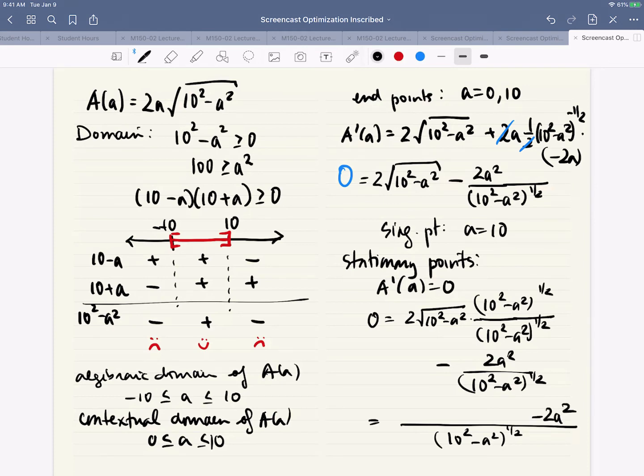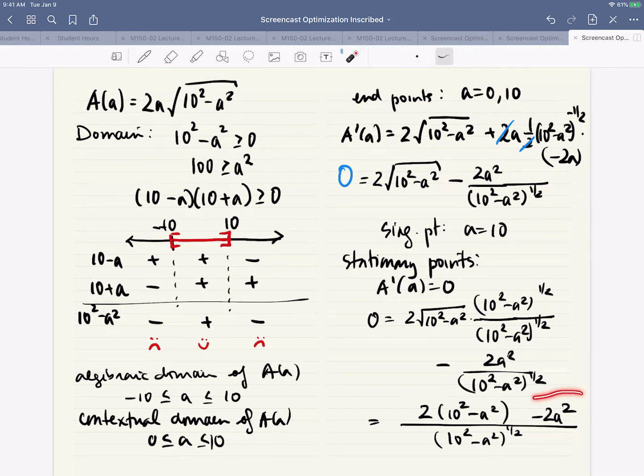And the minus 2a squared comes from the second term. What's happening in the first term? Well, what I just multiplied by is the same thing as was in the first term. So what I get is 2 times 10 squared minus a squared. That's it. Oops, almost missed this.